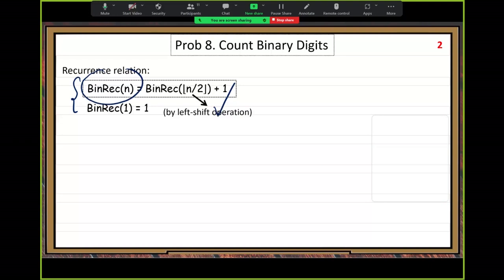Division, we just treat as a right shift operation. Integer division represents the floor function of n over 2. Inside the computer, the shift operation is very fast, because if you do a general division, it could be very slow. Let me talk about a little bit of background knowledge.